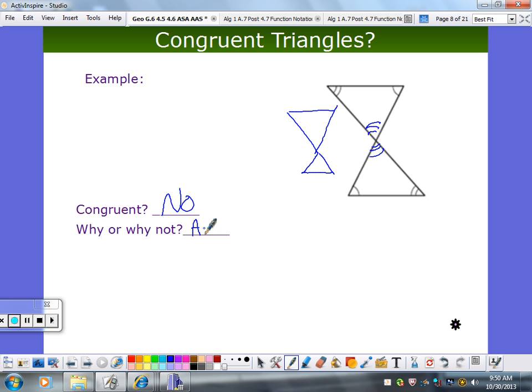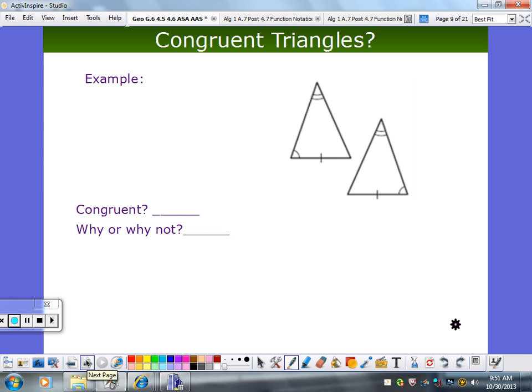Why not? Because angle, angle, angle is insufficient to prove congruence. Maybe they are, but we can't prove it. So angle, angle, angle is insufficient to prove congruence. So I'm going to say, yeah, I don't see how this could be. I can't assert it powerfully. Let's look at the next example here.